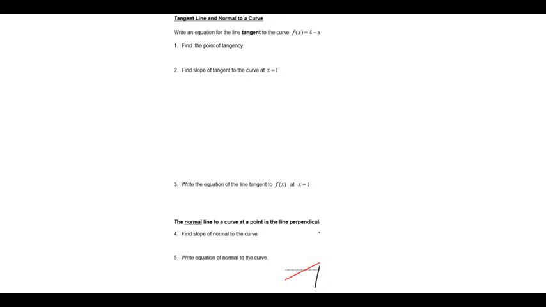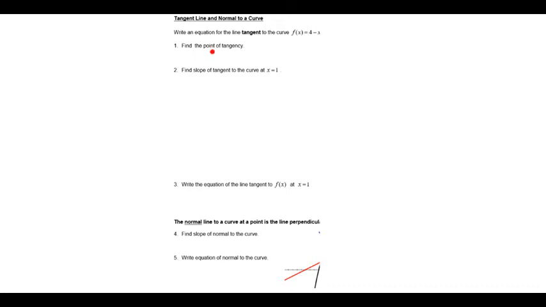Okay, so now that we talked about the tangent line, the secant line, and our instantaneous and average rates of change, we're going to look for the tangent line and the normal to a curve. So we'll talk about what that means in a second. So example number 1 wants us to find an equation for the line tangent to the curve f of x equals 4 minus x squared at x equaling 1.